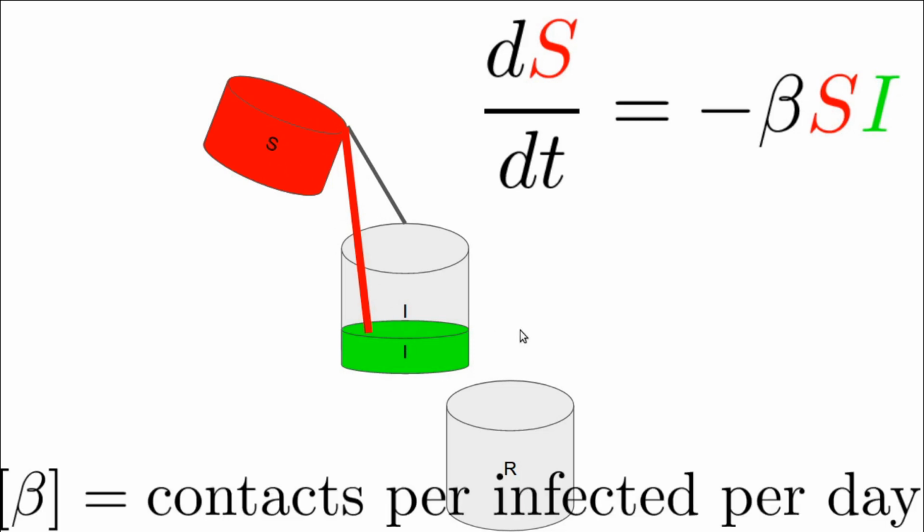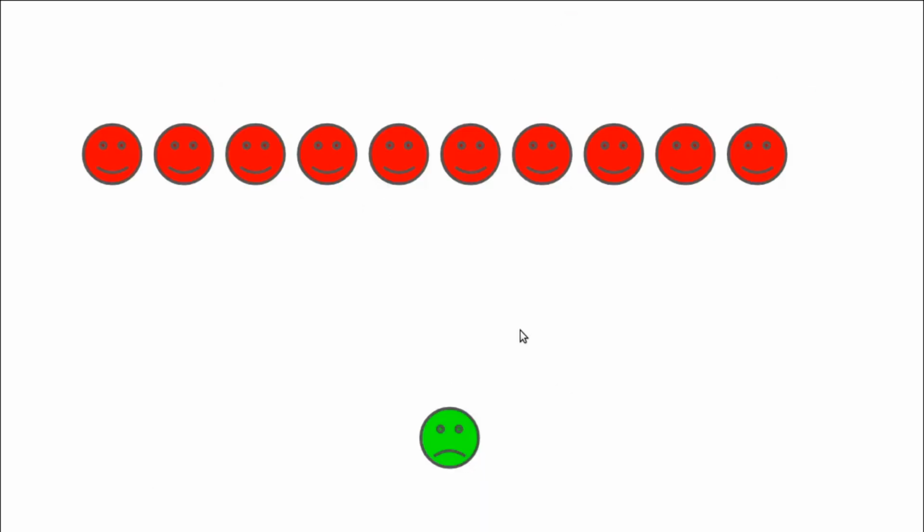What are the units of this beta constant? Well, that is the number of contacts per infected person per day. Let's take a look at how that works. So suppose I'm an infected person, I go about my day and I come into contact with people, and the number of contacts per day for me is 3, so these 3 random people also become infected.